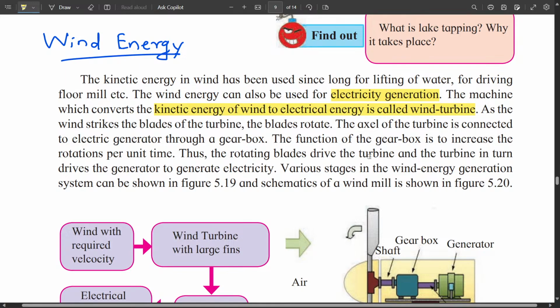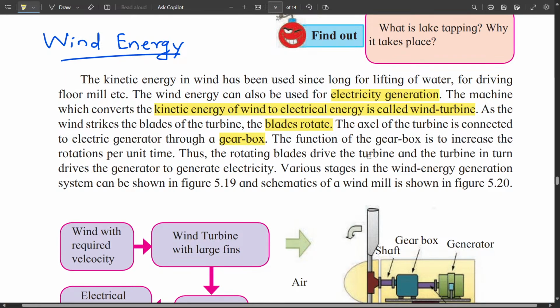As the wind strikes the blades of the turbine, the blades rotate. The axle of the turbine is connected to electric generator through a gearbox. Now, what is the need of gearbox here? Because we know that the speed of the wind will not be adequate to generate enough frequency in the generator. We know that standard frequency of electricity in India is 50 Hertz.